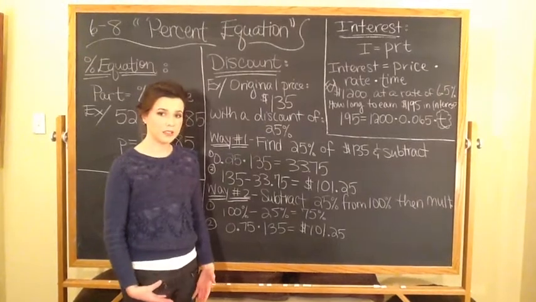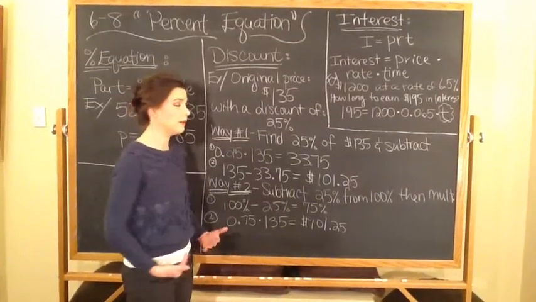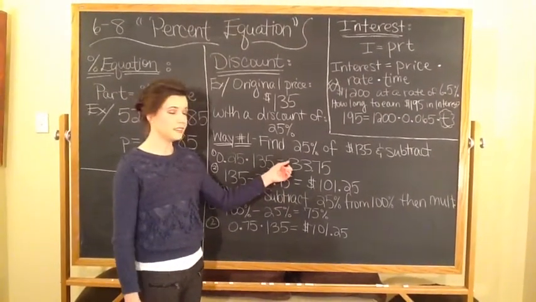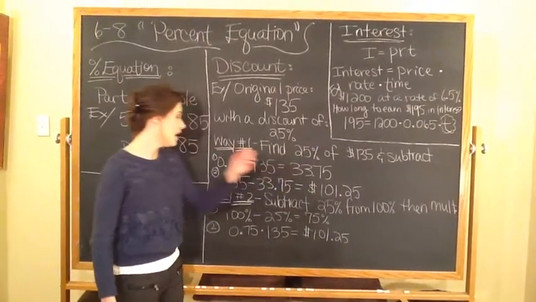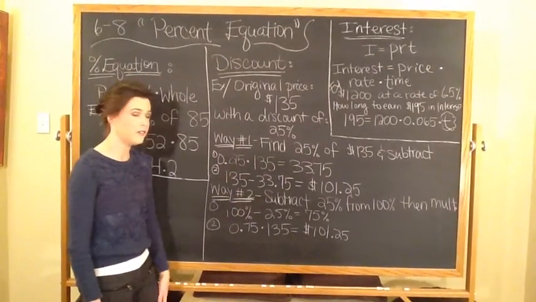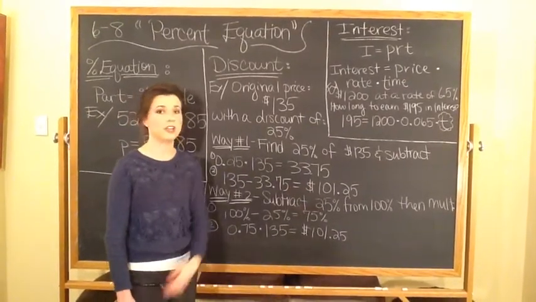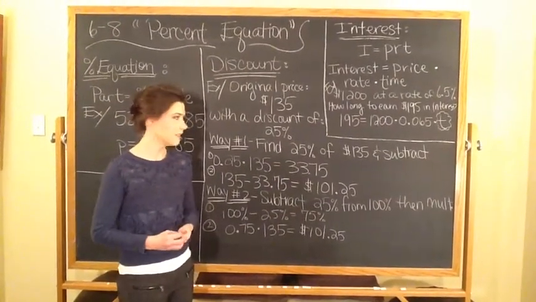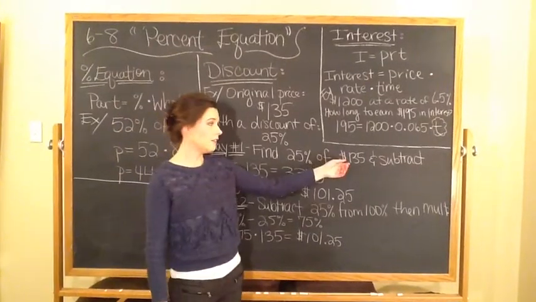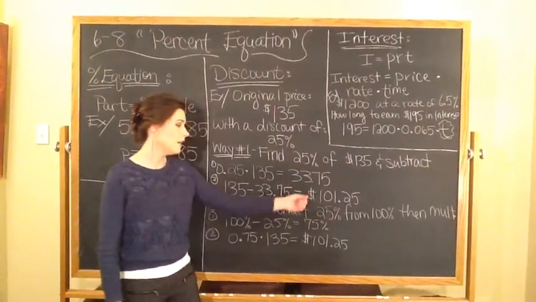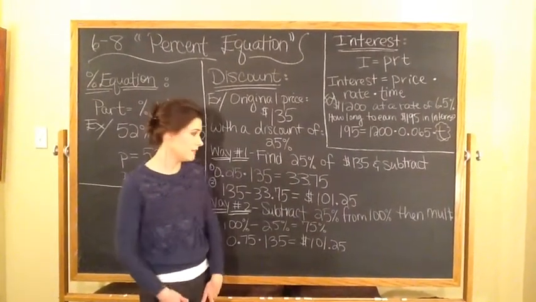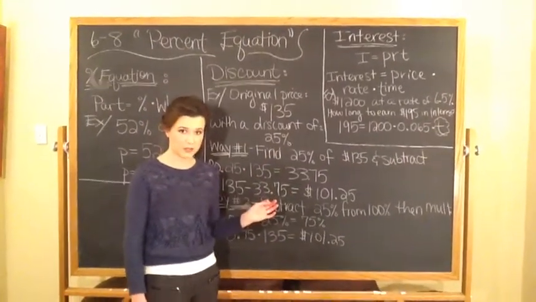$33.75. But we're not done yet because we want to find the discounted price, and this is a discount. So we're going to now take $33.75 off of 135, and we're going to get the sale price, which is $101.25. It was originally $135, but with the 25% discount, it is now $101.25. So that's the first way you can solve for a discount.